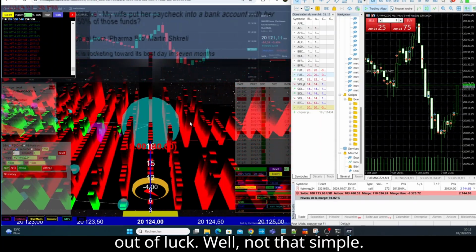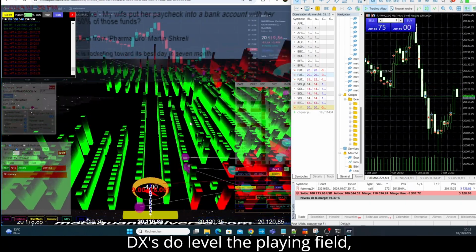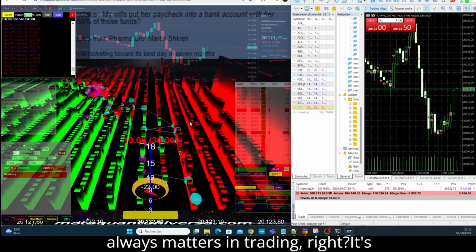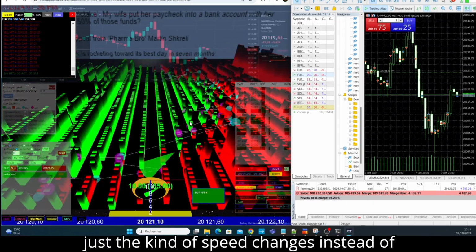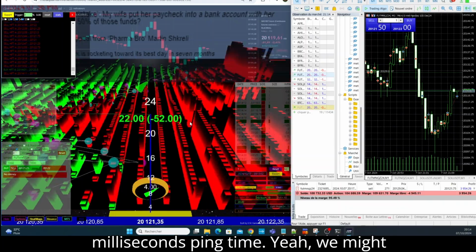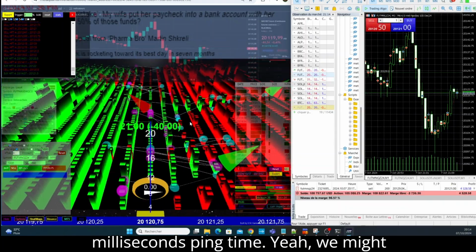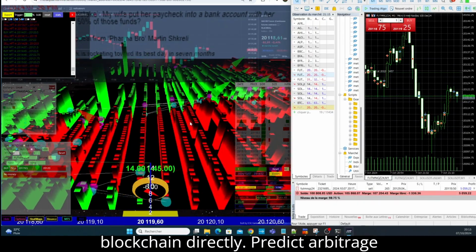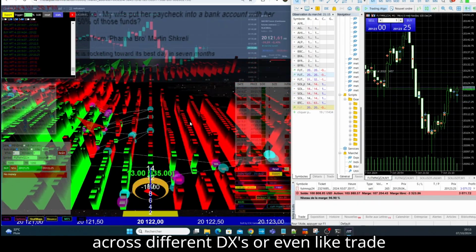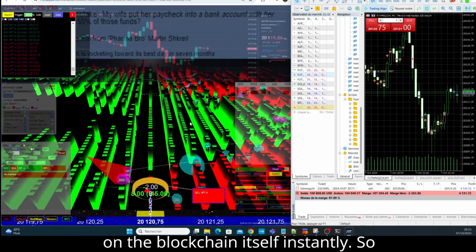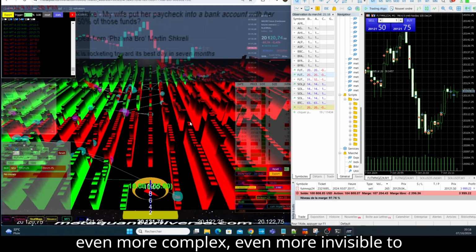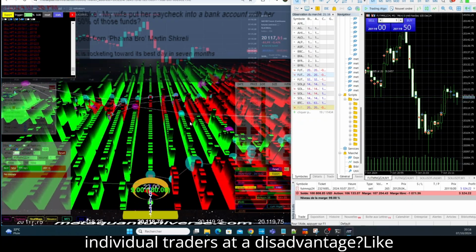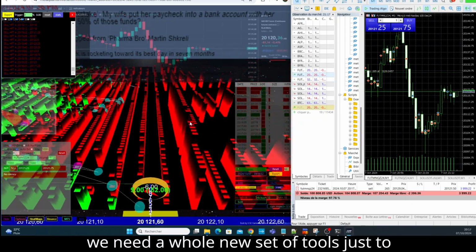Well, not that simple. DEXs do level the playing field, geographically speaking. Right. But speed always matters in trading, right? It's just the kind of speed changes. Instead of milliseconds, ping time. Yeah. We might be talking algorithms that analyze the blockchain directly, predict arbitrage across different DEXs, or even trade on the blockchain itself instantly. So even more complex, even more invisible to us regular folks. Doesn't that put individual traders at a disadvantage? We need a whole new set of tools just to keep up.